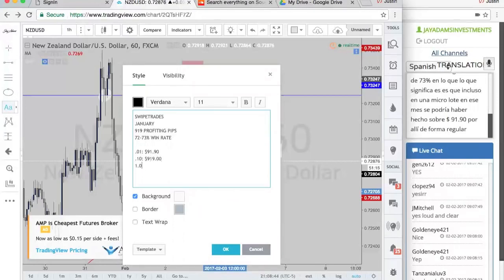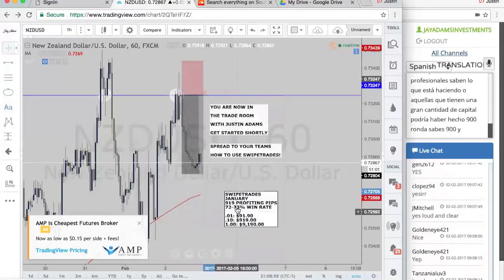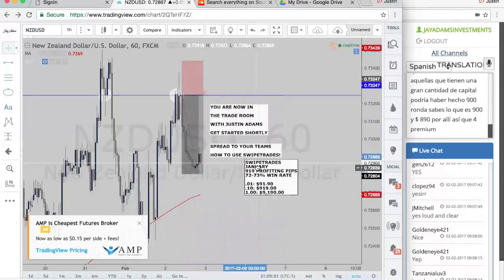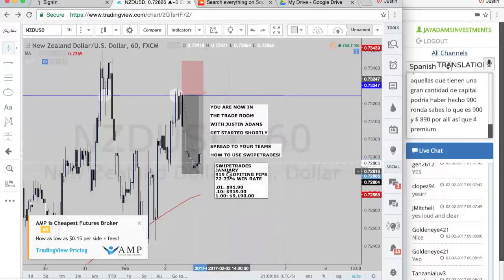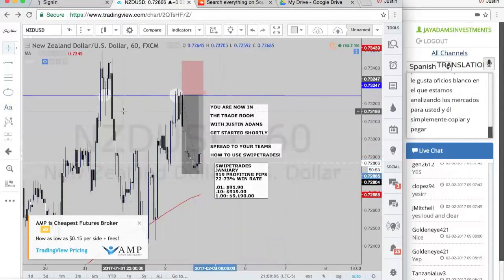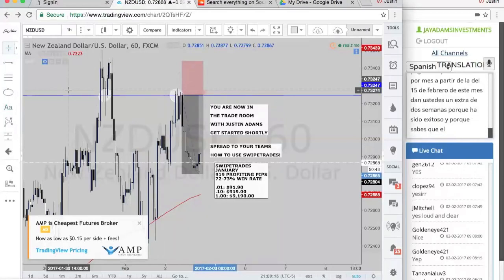And a standard lot, which I know a lot of you don't use, it's really for professional traders who know what they're doing, or those who have a lot of capital, could have made around $9,190. So for a premium service like SwipeTrades, where we're analyzing the markets for you and you simply copy and paste, for only $15 a month starting on February 15th, we gave you guys an extra 2 weeks because it's been successful and because of the updates and the questions you guys have had. So we wanted to take care of you guys first.